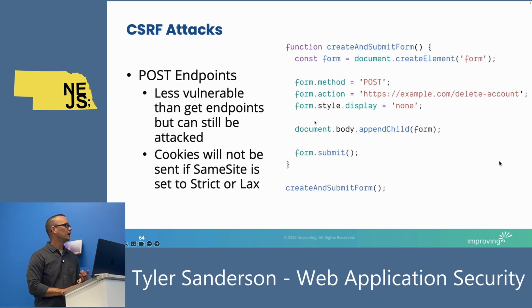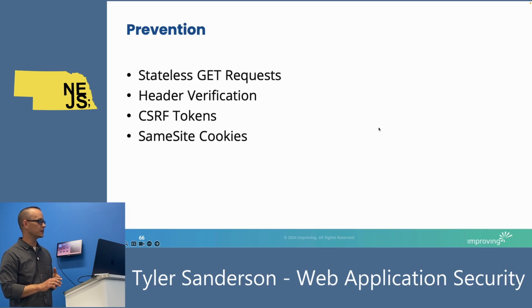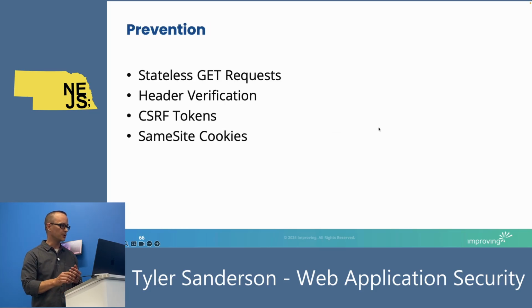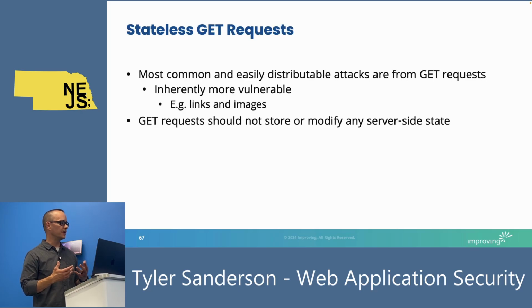So prevention: stateless GET requests, header verification, CSRF tokens, and SameSite cookies. We'll talk about this a little bit. I already kind of talked about stateless GET requests. If you don't have any GET requests making stateful changes, you're going to prevent a lot of cross-site request forgery. It becomes a lot harder at that point. GET requests are the most vulnerable because they're the easiest to attack, because there's just less defenses around them. GET requests, their purpose is to fetch data, to get data, not to change any data.